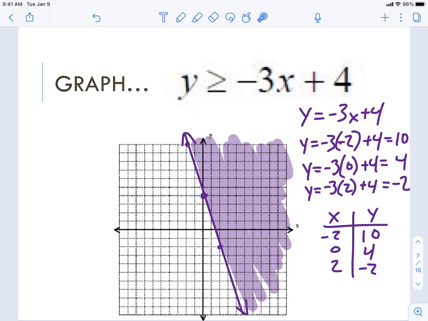It's not down here. The other way we could do that is pick a point. Maybe we pick 0, 0, the origin. That's usually a nice point. Is 0 greater than or equal to negative 3 times 0 plus 4? That would simplify to 0 greater than or equal to positive 4, which is not true. So it's not true at the origin, which means the other half is true.